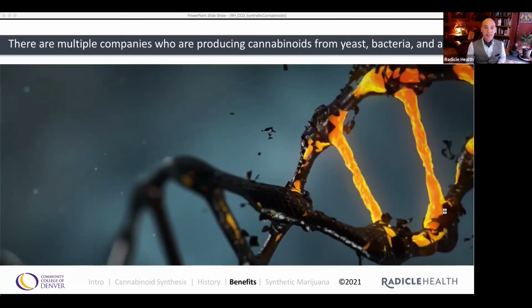In the biosynthesis space, there's also a number of companies who are attempting to produce cannabinoids from yeast and from bacteria and from algae. And all of these companies have developed a proprietary process, but the processes are all pretty similar. It all includes the introduction of genetic material to enable a simple organism to produce the chemical reactions necessary for cannabinoid production.